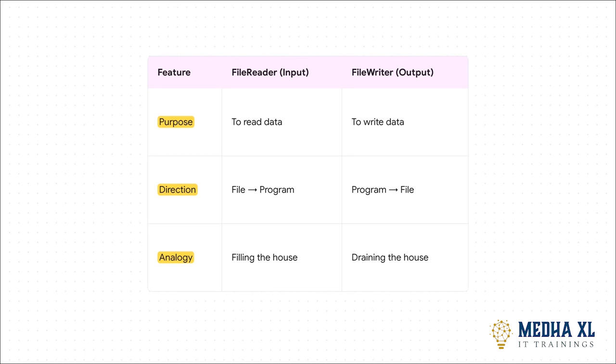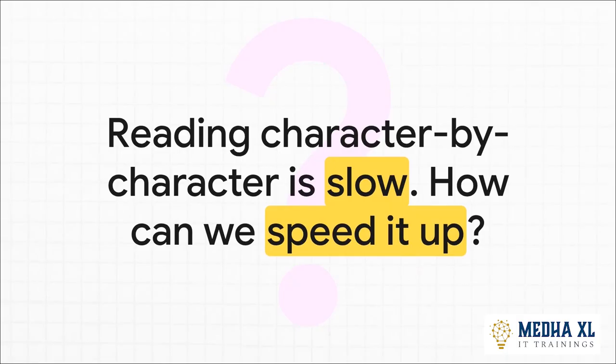So let's put them side by side. It's super clear, right? FileReader is for reading. The flow is into the program. You're filling the house. FileWriter is for writing. The flow is out of the program. You're draining the house. They are two perfect halves of the same system. Okay, so we've got our pipes. We can get data in, we can get data out. Sounds great. But there's a catch, and it's a big one.